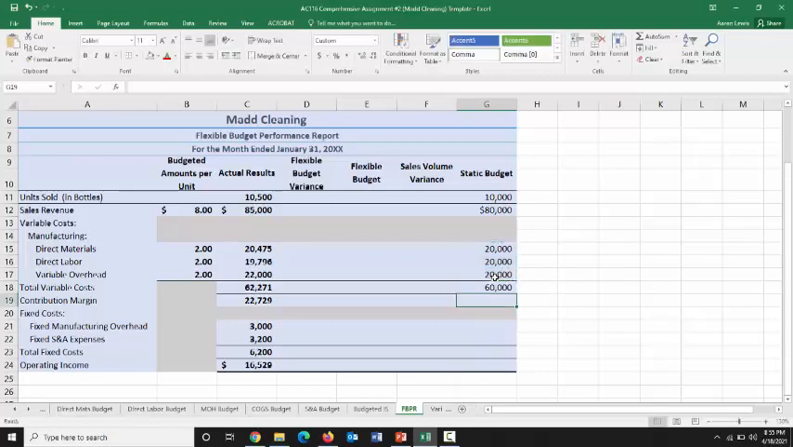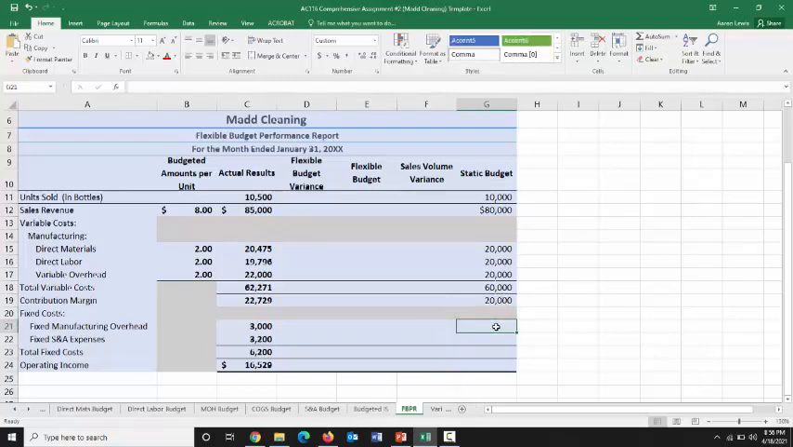We proposed that we were going to spend $60,000 in variable costs to produce the goods, which we're going to ultimately turn around and sell for $80,000. So our budgeted contribution margin in total was 20 grand. We were budgeting to have a total contribution margin of 20,000. That was our variable cost.